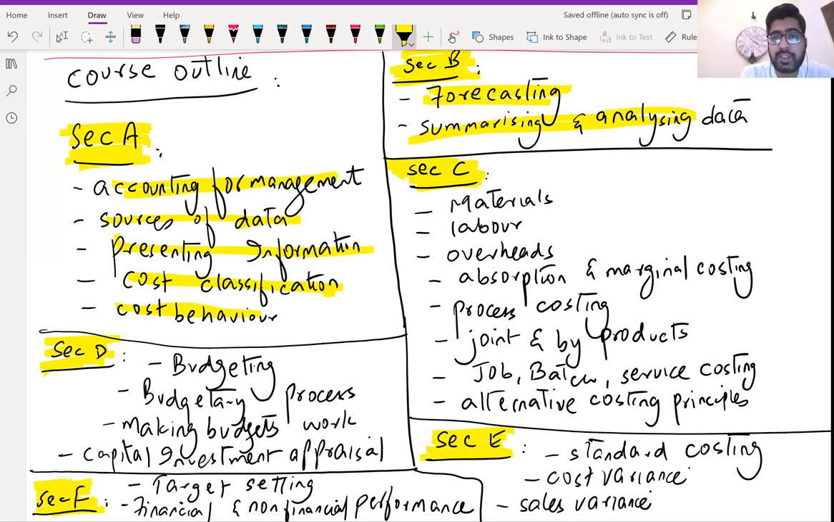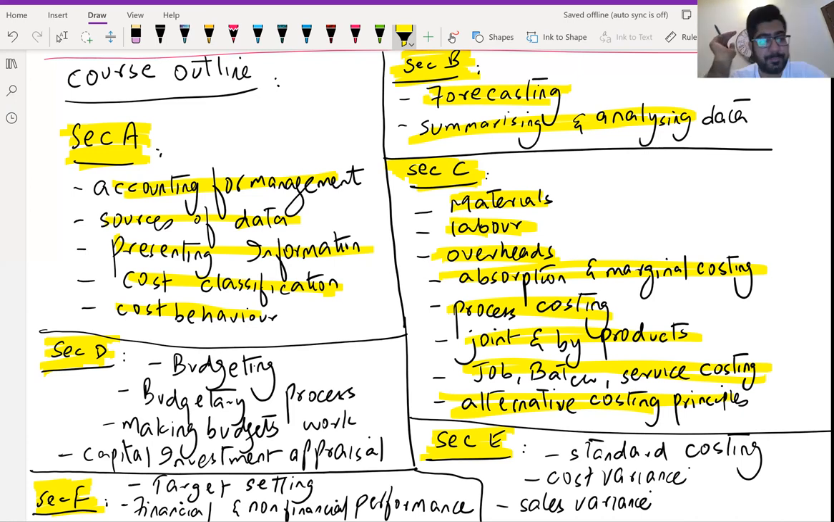Section C seems to be a long section: how to handle materials of the organization, workforce, labor of the organization, other expenses, overheads of the organization, two costing techniques, absorption, marginal costing, then process costing, then joint and byproducts, job, batch, and service costing, and then alternative costing principles. So these are 8 topics approximately in section C.